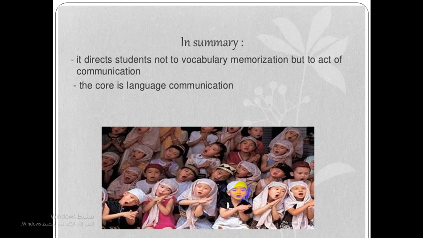In brief, about Suggestopedia: in this method, teachers use both verbal and nonverbal ways to communicate the learning hypothesis. Learning will be facilitated in a relaxed and comfortable environment. Learning should be as enjoyable as possible.